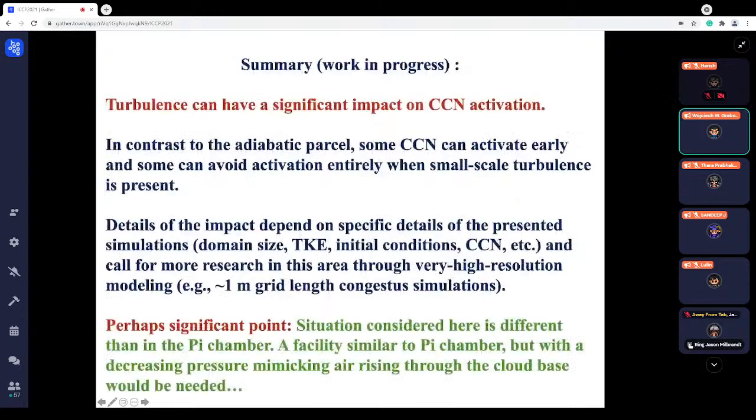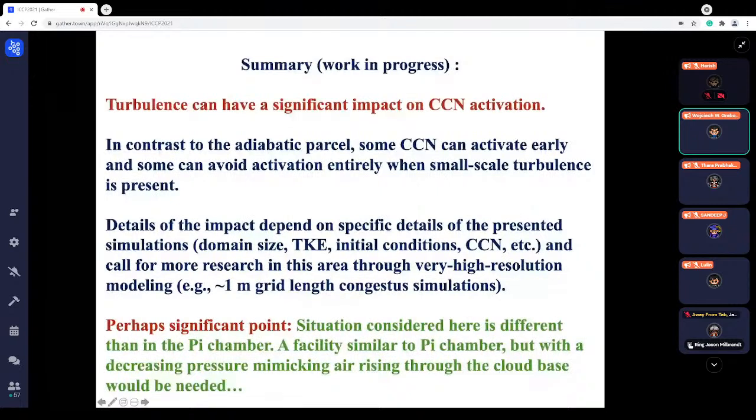So the conclusions. This is first of all work in progress, I have to remind you, and the turbulence can have a significant impact on CCN activation. I would say surprisingly significant impact. In contrast to the adiabatic parcel, some CCN can activate early, and some can avoid activation entirely when small-scale turbulence is present. And I have to say that details of the impact depend on specific details of the presented simulations.